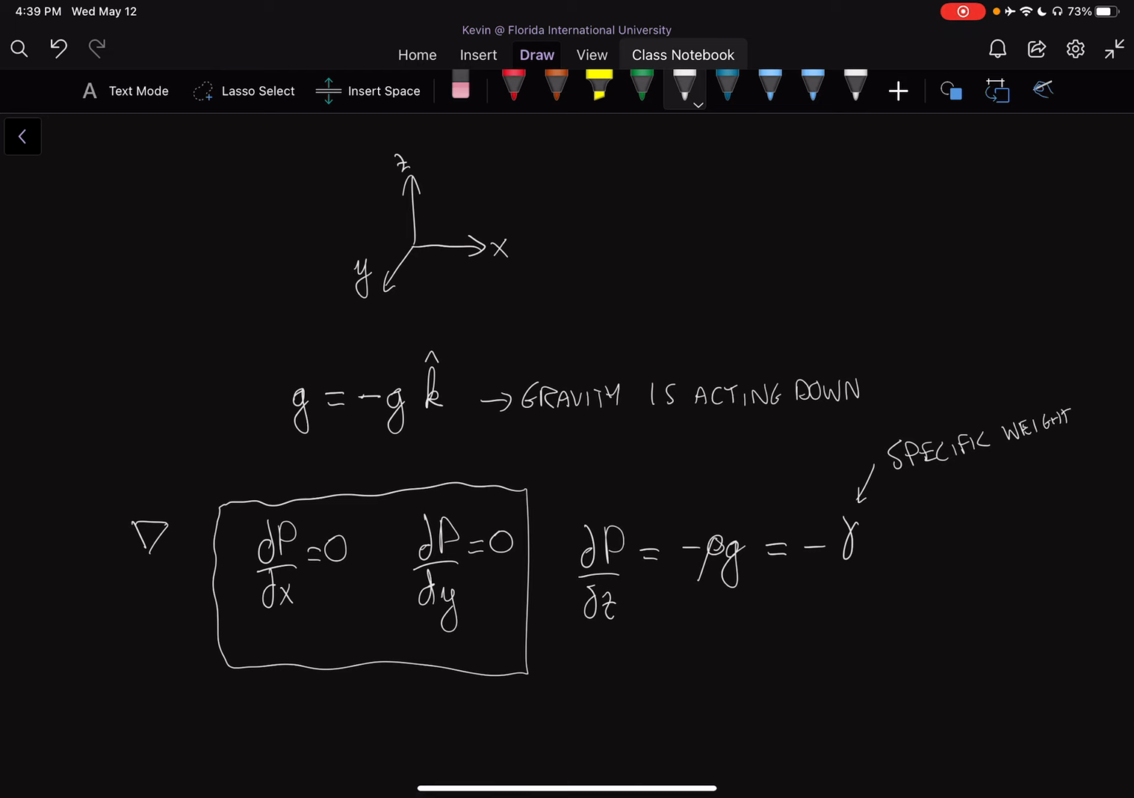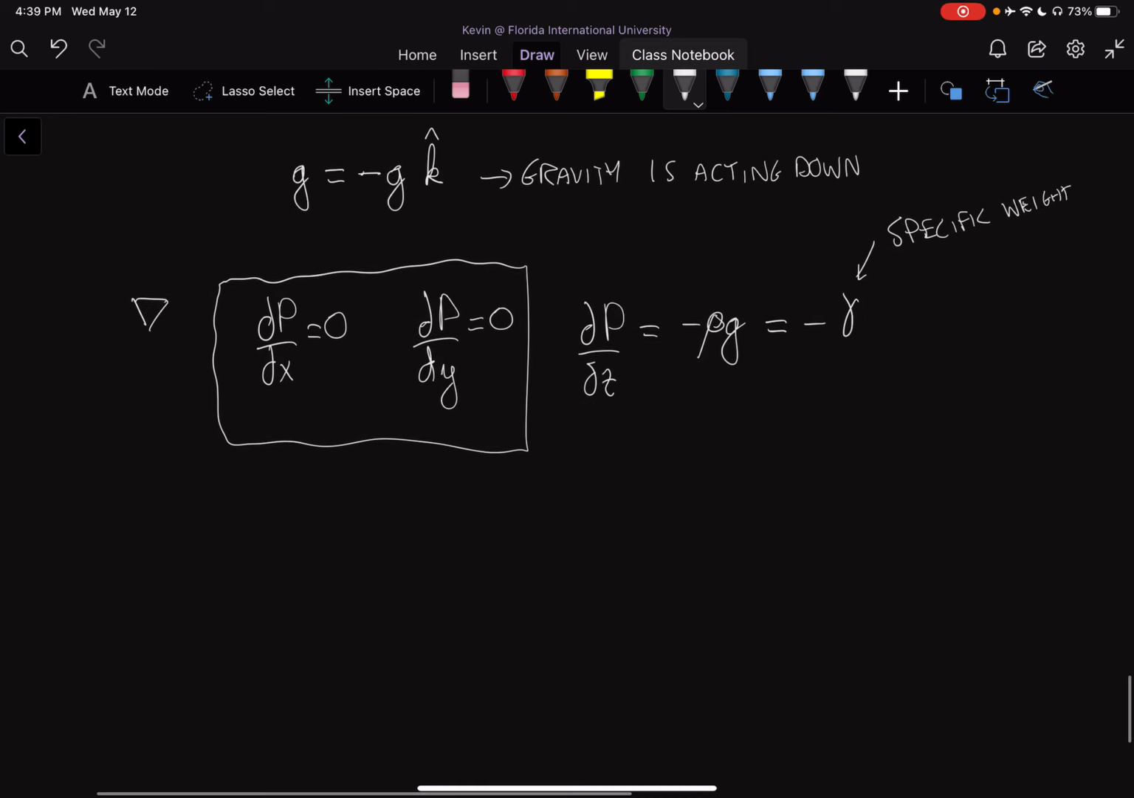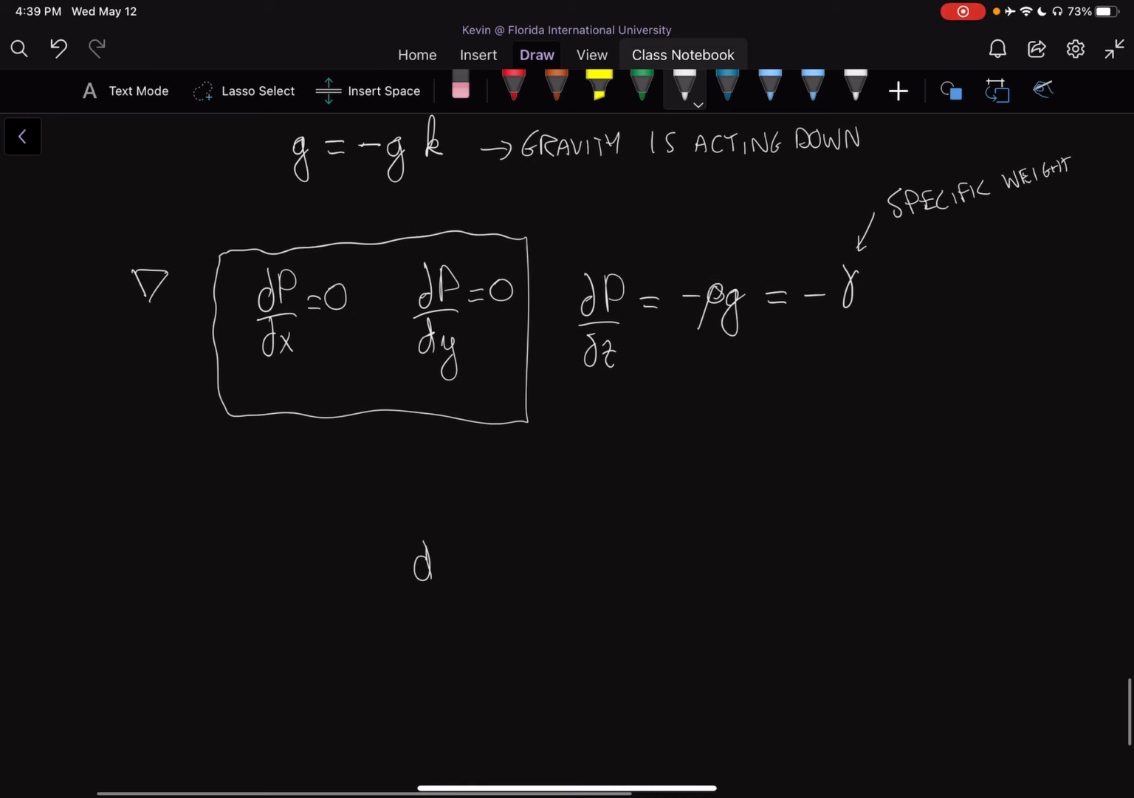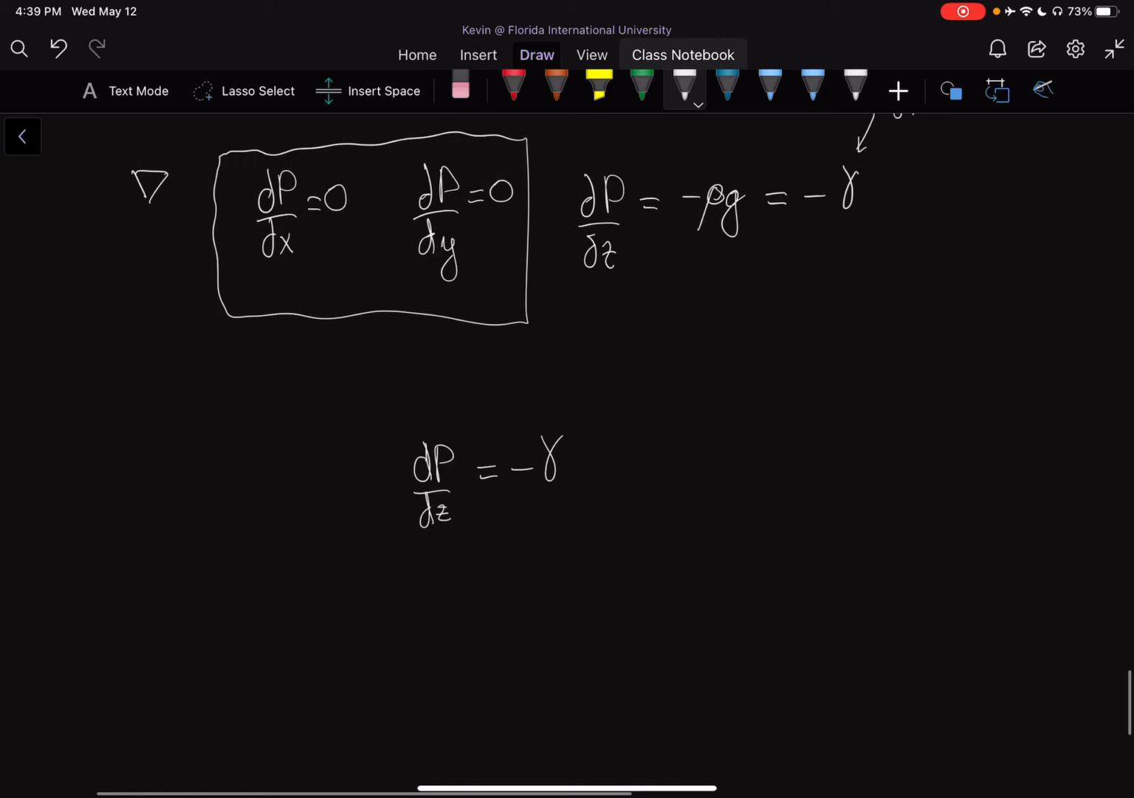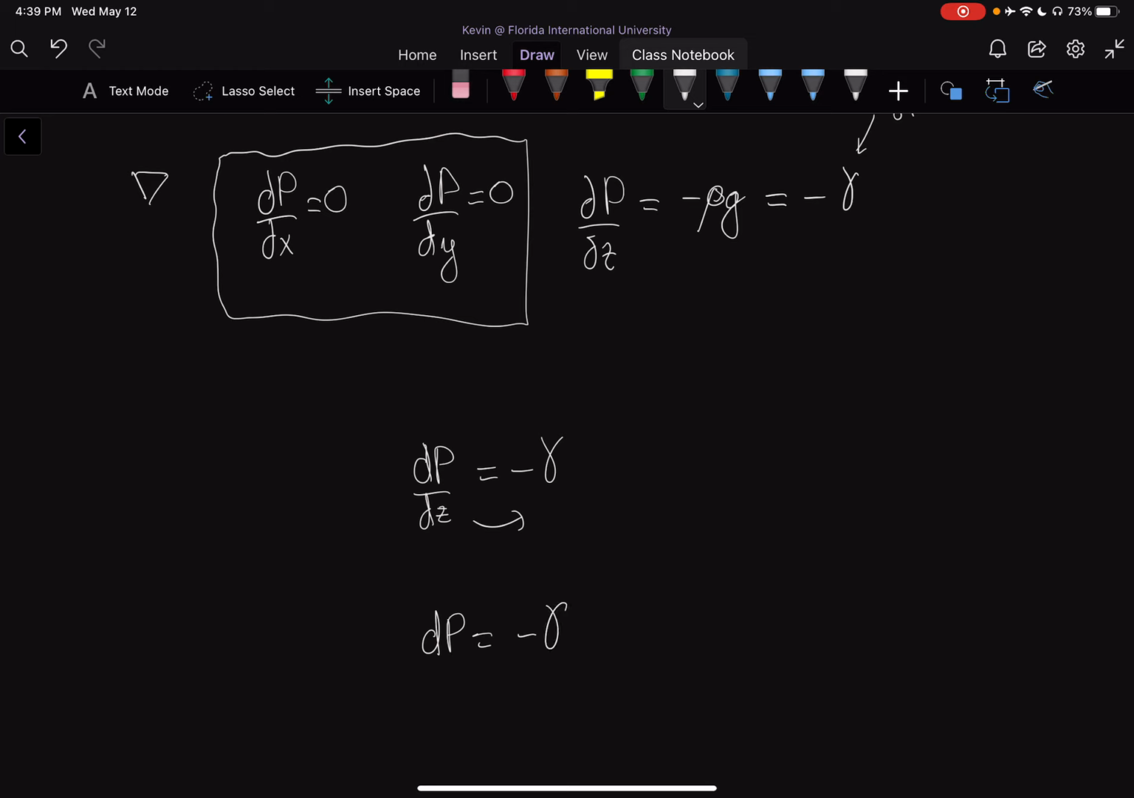Okay, so that's also equal to specific weight. So we can say, as a conclusion, that dp/dz in a fluid at rest is equal to minus the gradient. Now, what if we bring over the dz to the other side? Let's say that dp is equal to minus gamma times dz, and then we can integrate both sides.